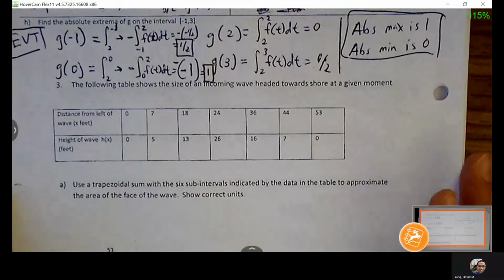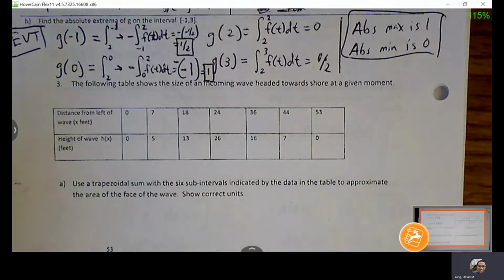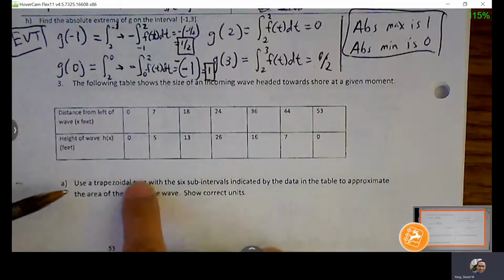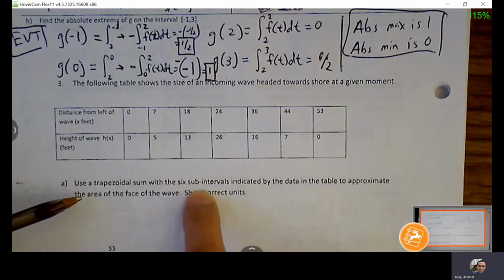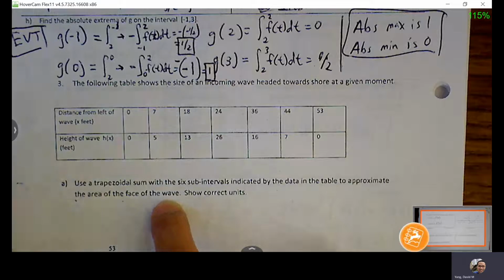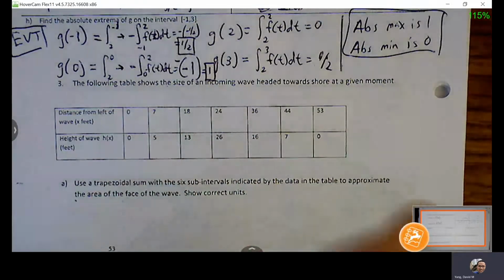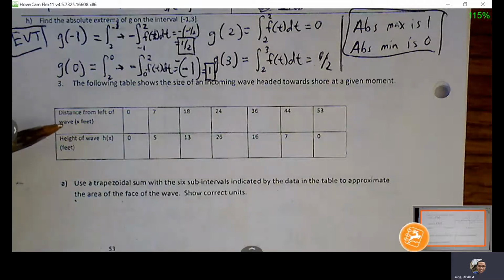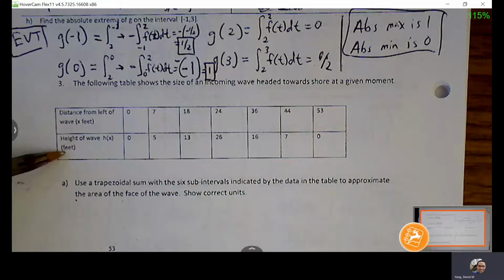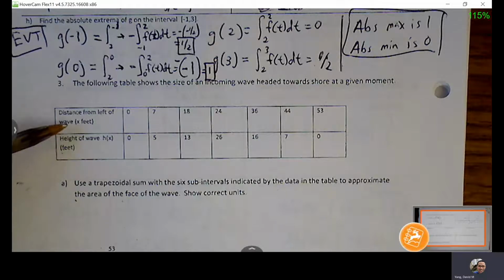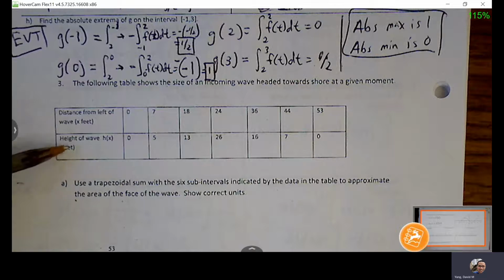Number 3. The following table shows the size of an incoming wave headed towards the shore at a given moment. Use trapezoid sum with 6 subintervals indicated by the data to approximate the area of the face of the wave. So remember that we're dealing with an integral here. We're dealing with area. When we're dealing with area, you're essentially multiplying the units together. So if I have feet times feet, I'm going to end up with feet squared, right?